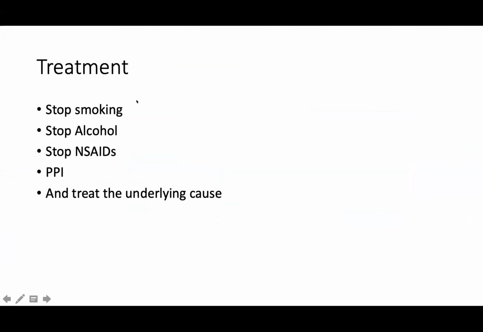Now, general themes for treatment, you want to tell the patient to stop smoking and alcohol. It's not necessarily that smoking and alcohol caused the ulcer in the first place, but the problem is they will impair healing. Because they are toxins at the end of the day, stopping them will promote healing. Again, stop NSAIDs if the patient is consuming NSAIDs. Always start proton pump inhibitors. They will reduce the acid production and make the environment better for ulcer healing. And lastly, treat the underlying cause.